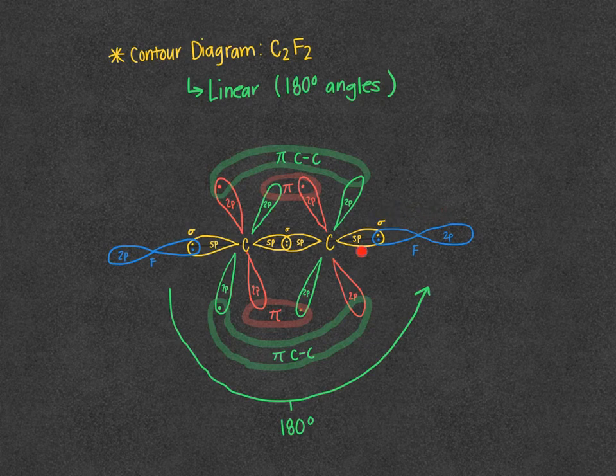Right here you can see how the atomic orbitals interact. Carbon and fluorine interact this way to create a sigma and are bonded together by a sigma bond. And the same goes over here. The bonding between these two represents the second carbon-fluorine sigma bond. Once again, the bonding angle for C2F2 is 180, which represents a linear molecular geometry.